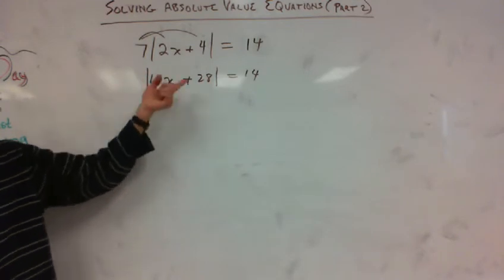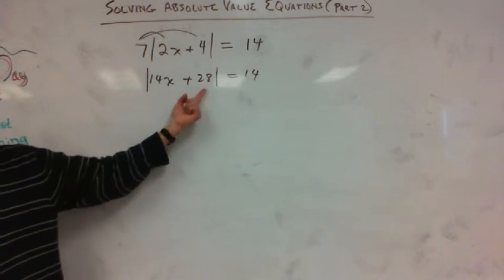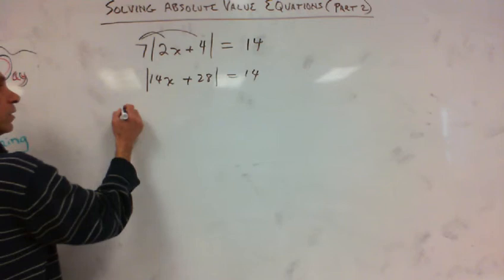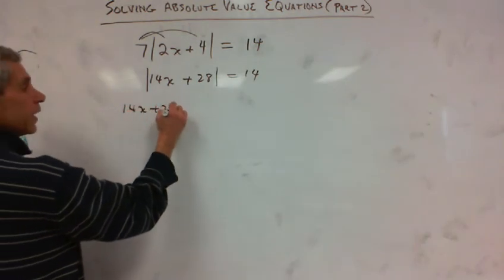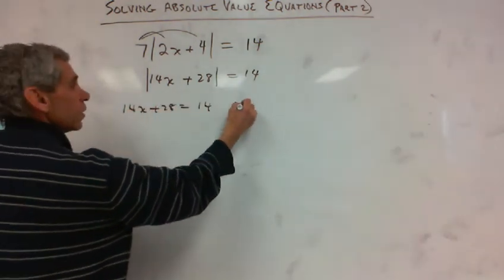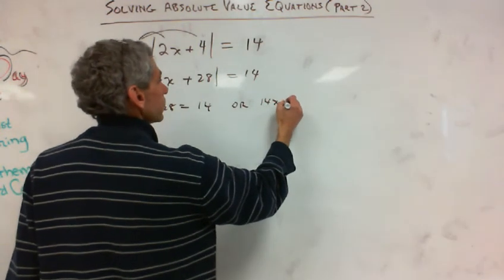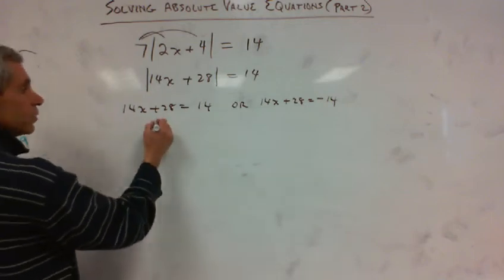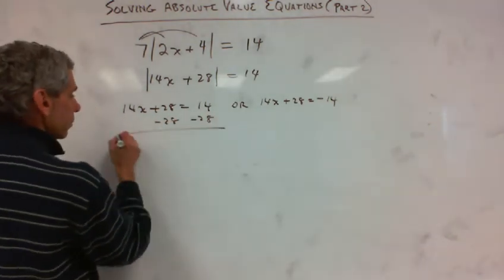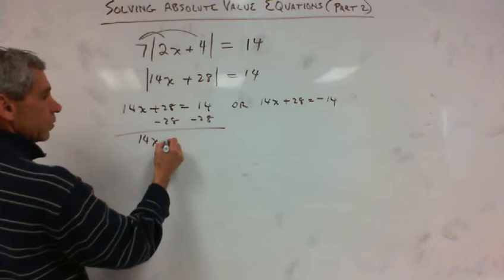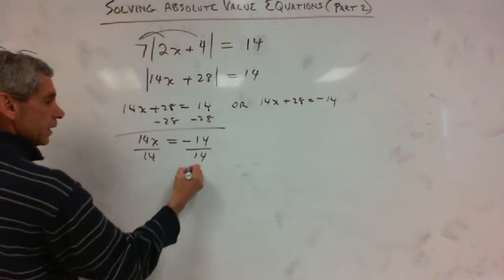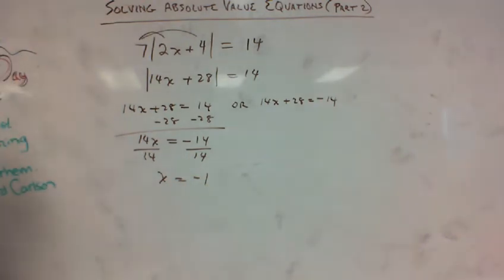So in this case, this way we just did the distributive property, and it equals 14. Now, since this is isolated, we can write out our two cases. We can do 14x plus 28 is equal to positive 14, or 14x plus 28 is equal to minus 14. That'll totally work, and you can solve it that way. So minus 28, we've got 14x equals negative 14, divide by 14, x is equal to negative 1, right? Does that make sense? Writing these down?